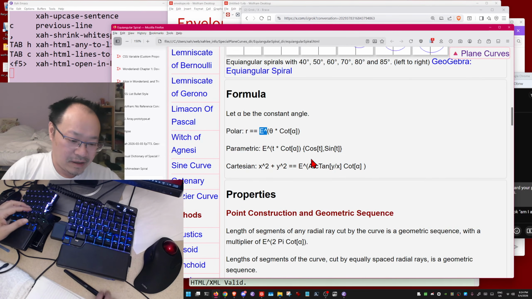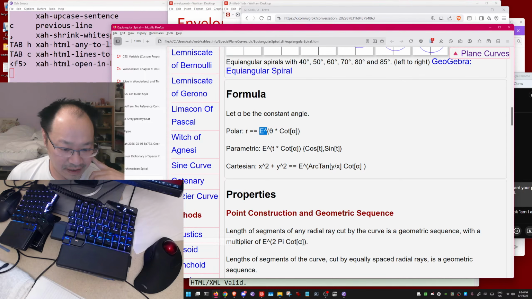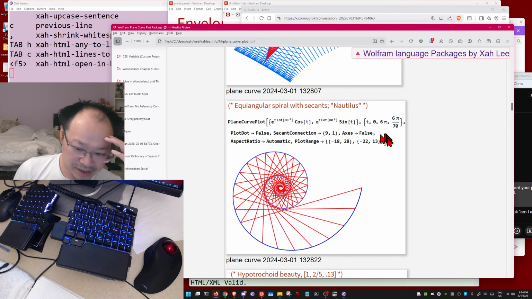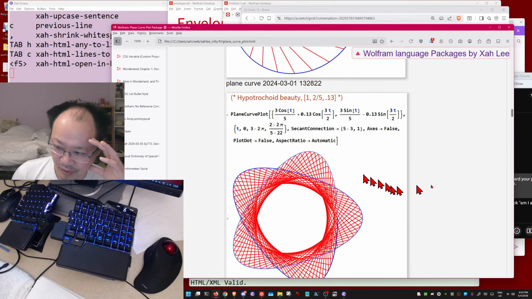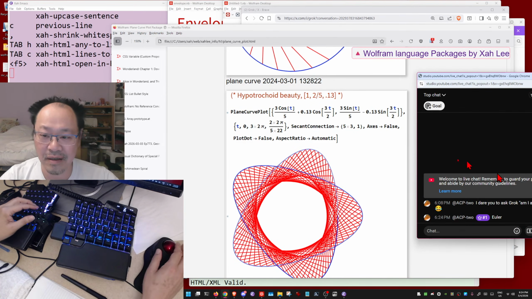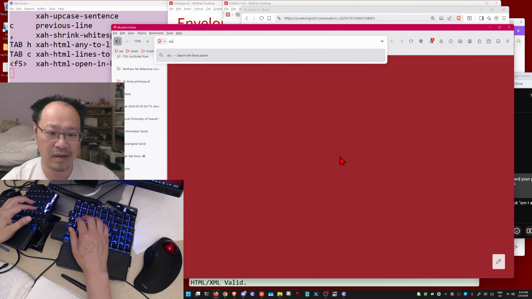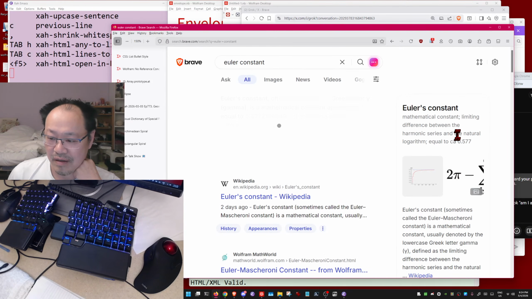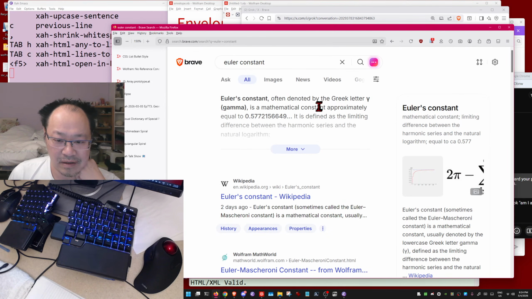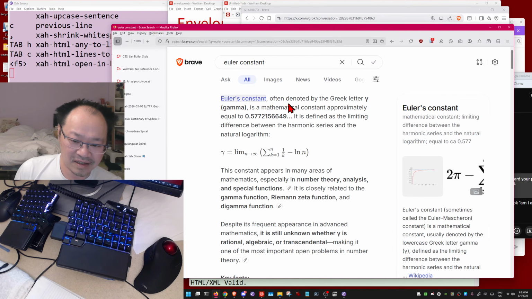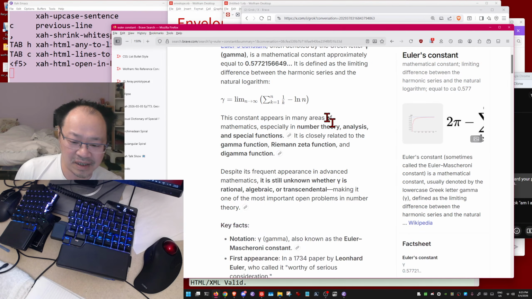Anyway, I think I just rambled for an hour. Is it 50 minutes? Not an hour yet, but we didn't get to do what I wanted to do. Is that called Euler's number? Euler's constant. Okay, it's a bit tricky, because Euler constant could mean something else. You see, Euler constant means something else.